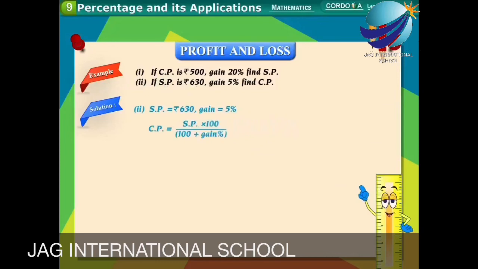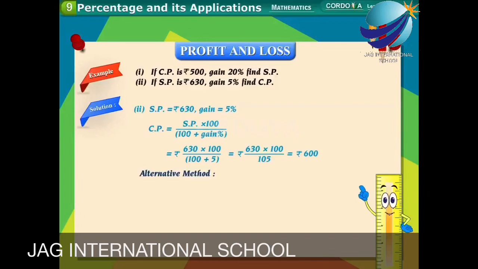2. SP is equal to rupees 630, gain is equal to 5%. CP is equal to SP into 100 upon 100 plus gain percent, which is equal to rupees 630 into 100 upon 100 plus 5, which is equal to rupees 630 into 100 upon 105, which is equal to rupees 600.